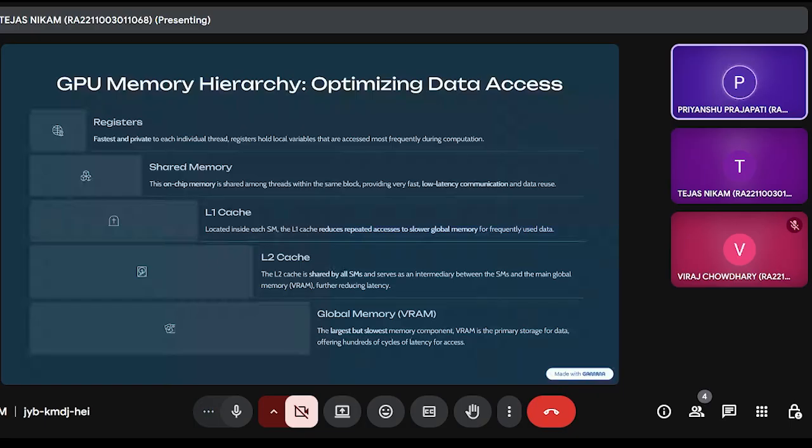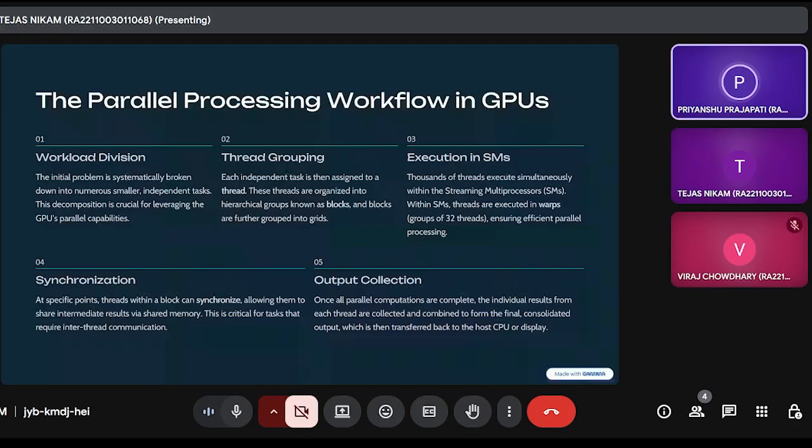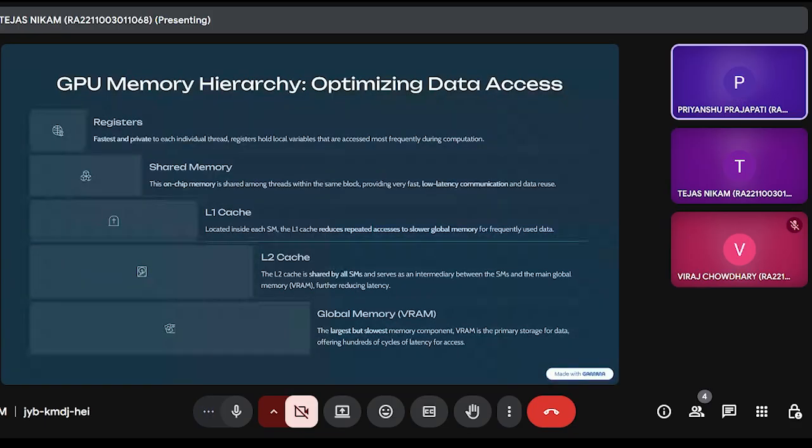Finally, the global memory, which is the VRAM, is the largest but slowest memory component. The VRAM is the primary storage of data, offering hundreds of cycles of latency for access. It is because of these that GPUs are capable of performing trillions of calculations.